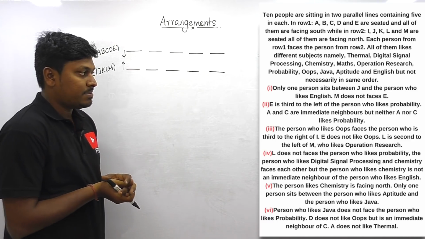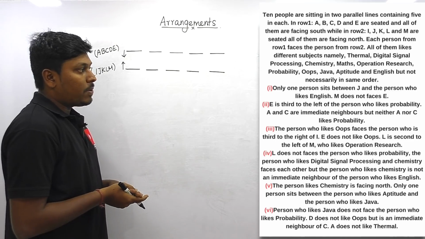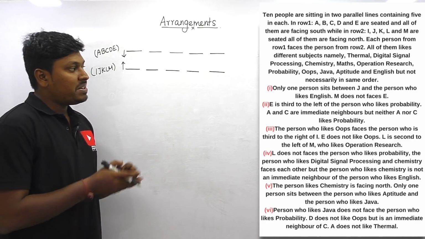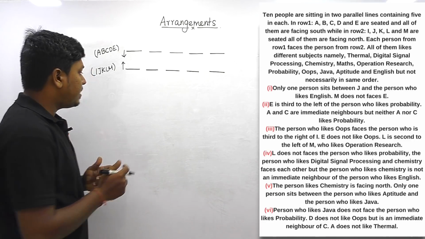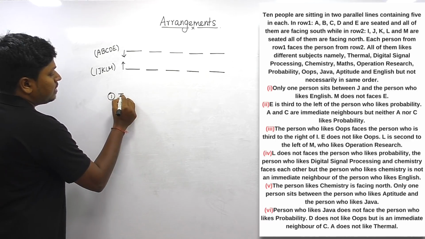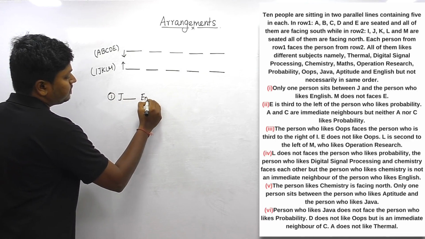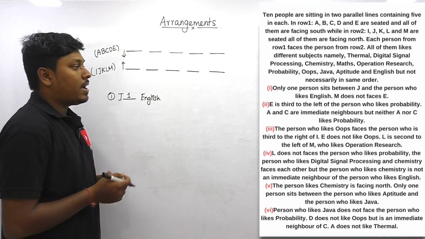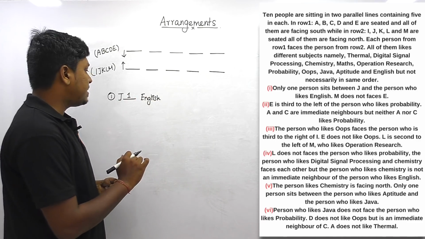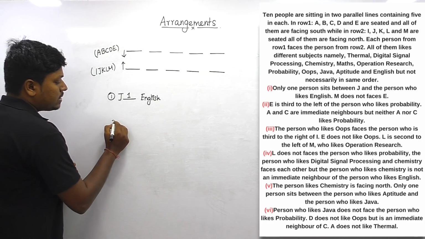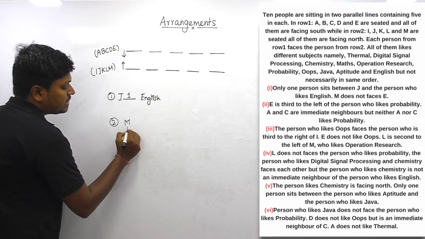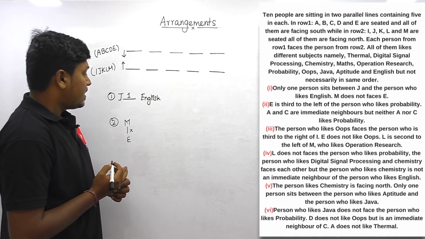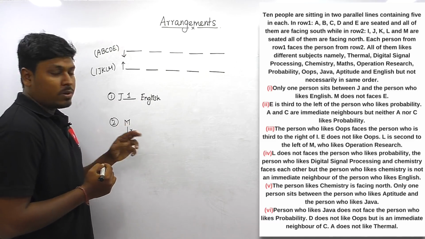Interesting and difficult arrangement. So point number 1: only one person sits between J and the person who likes English. So between J and English, only one person is sitting. Let me take it as clue number 1. And the next is, M does not face the person E. So clue number 2 is M does not face the person E. Okay friends, from point number 1 we have noted down 2 clues.